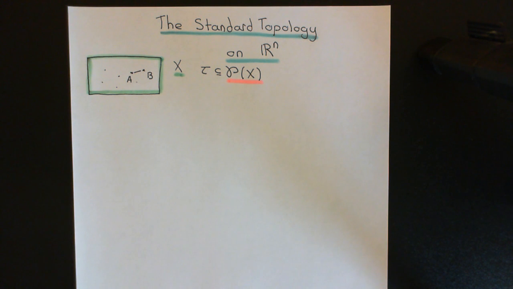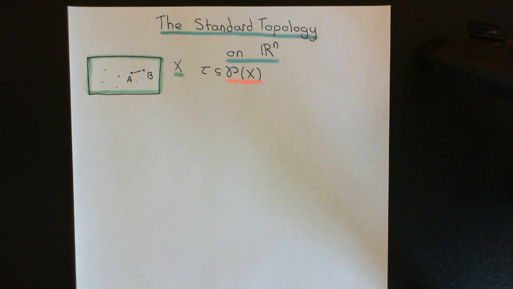Now, the topology tau cannot just be an arbitrary set of subsets of the set capital X, however. It has to obey some really important properties. We discuss these properties in far more detail in the previous video in this playlist on topological spaces, but I will just remind you of them now. The three properties that we insist that this set tau must obey: property number 1 is that the empty set and the entire set capital X must be in tau.